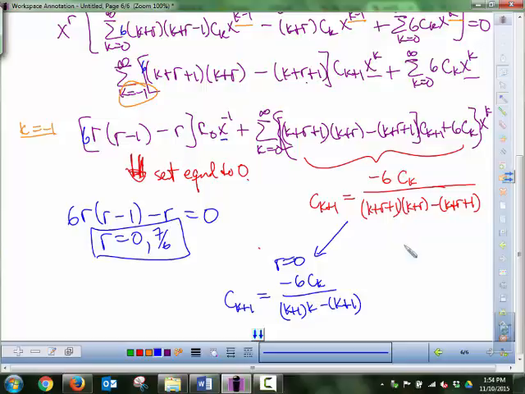And then similarly, when r is equal to 7/6, you get c sub k plus 1 is equal to negative 6 c sub k divided by whatever that is when r is equal to 7/6. And again, you should get the polynomial that we got when we did our second one. Okay?